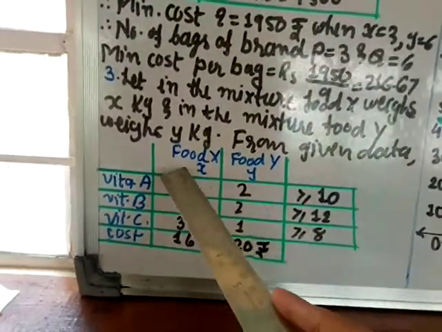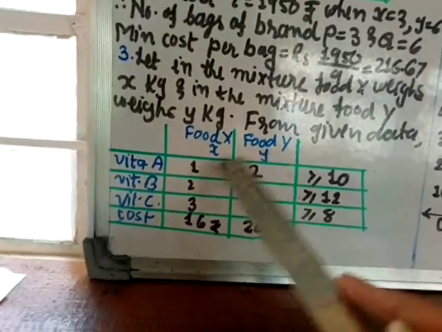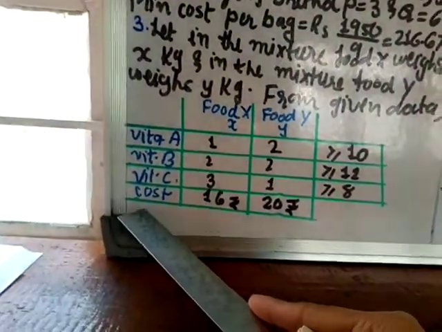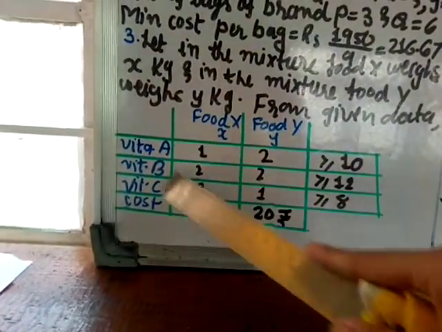From the given data, I have taken food X as x and food Y as y, with vitamins A, B, C and the cost given. I have written this here, directly from the table.